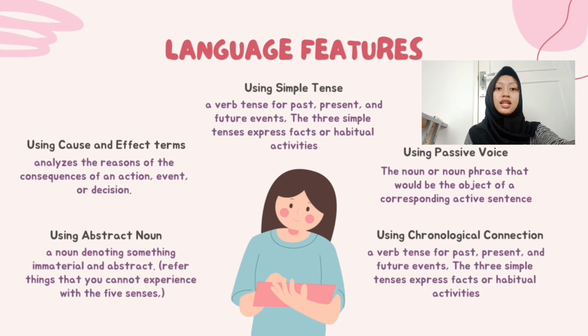And the last one is using chronological connection. Explanatory texts usually describe a phenomenon systematically from the beginning to the end. This means the process is described in the exact order that things happen or are done. Chronological connection is used to arrange the details in chronological or time order. Chronological connectives include words such as after that, next, and then, etc.